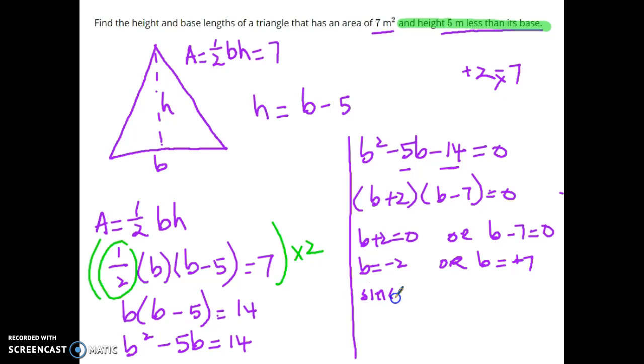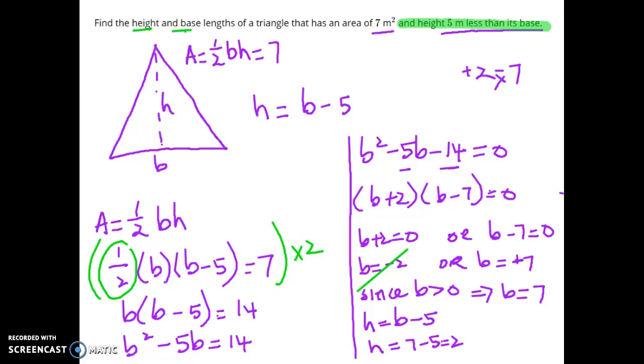Since b is the base, I know it's got to be bigger than 0. So since b is bigger than 0, it follows that my b has to be equal to 7. I can discount that one because it's a negative number. I can't have a base that's negative 2 in length. Find the height and the base is the question. So I've found the base. I now need to go back and substitute to find my height. I know that the height is the base take 5. So the height is going to be 7 take 5, which is 2.